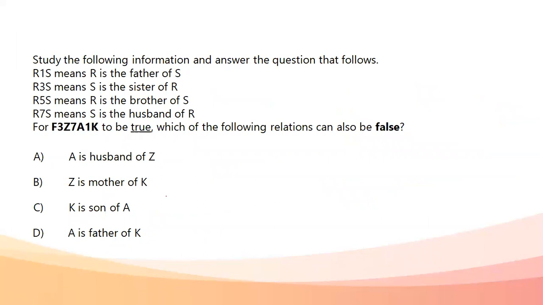Next. Another very important part of reasoning is blood relations, and when they combine blood relations with maths, it becomes a very interesting question. So first, R1S means R is the father of S. R3S means S is the sister of R. So S is the sister of R means S becomes female. The gender of R right now is not specified, but I know R is the father of S. That means R is male.